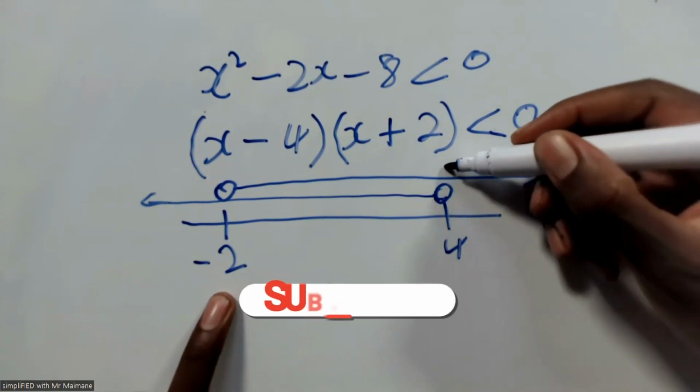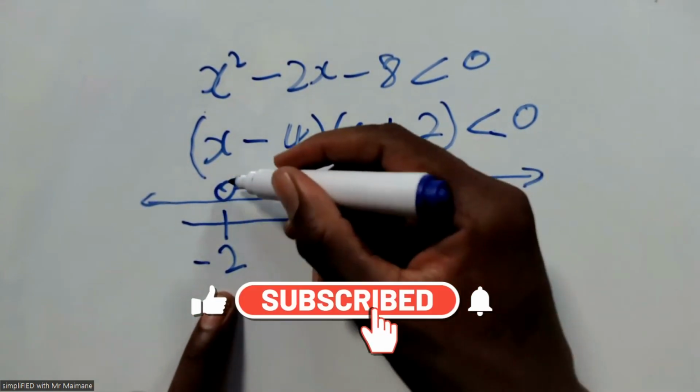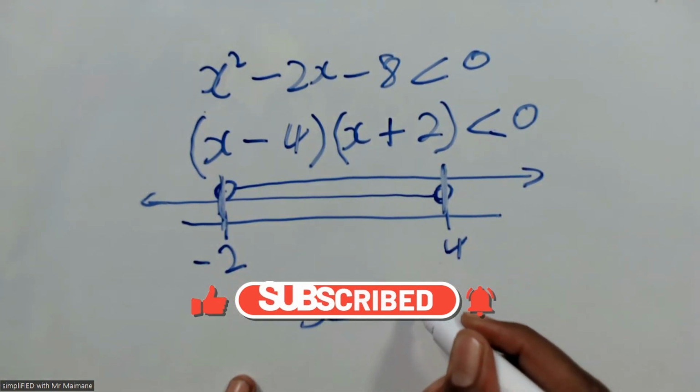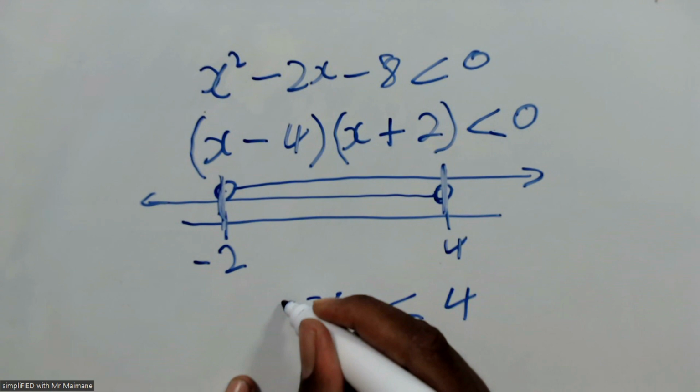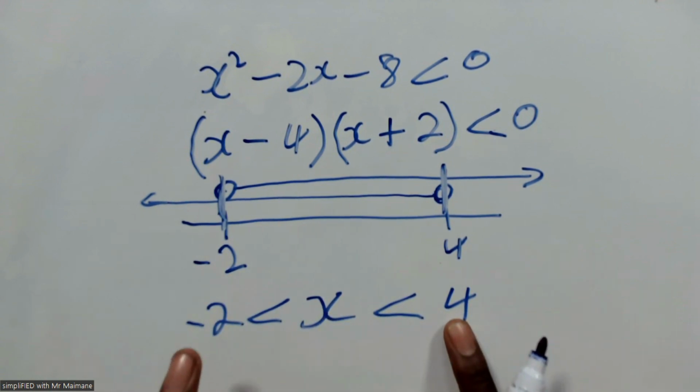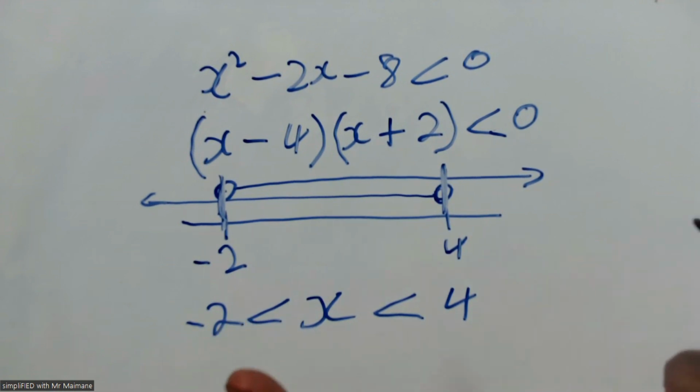Somehow we can see that the arrows interact between here and here. That's how we can say our solution is x is less than 4, but x is greater than minus 2. So we say x is between 4 and minus 2. Again, the arrows are facing that direction. Bigger number this side, smaller number this side.